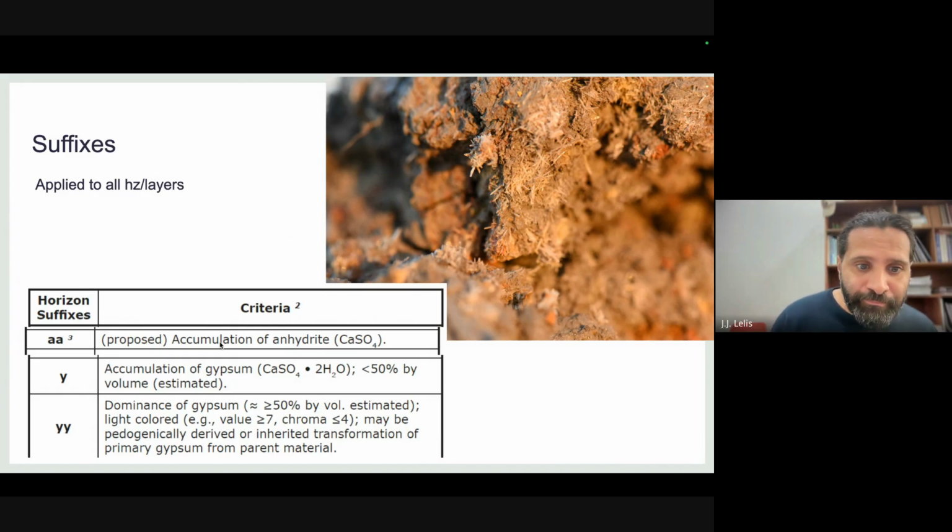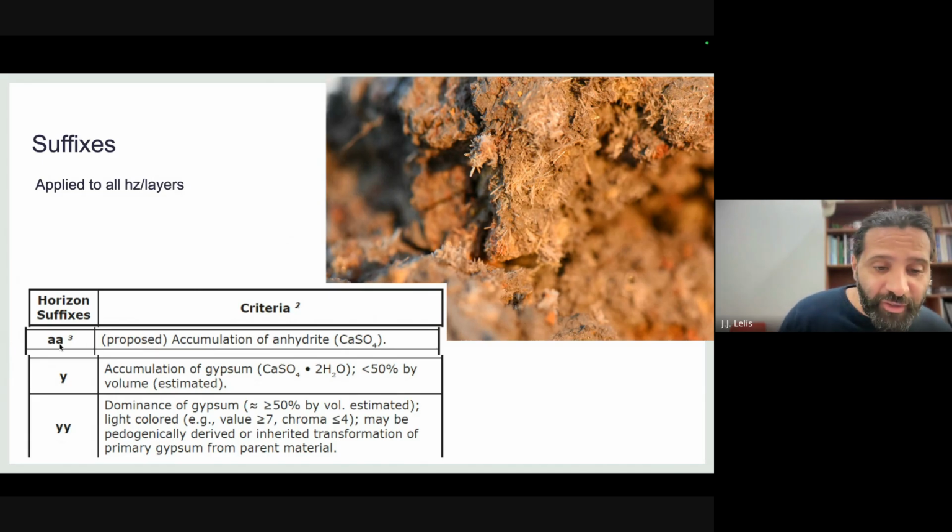So if I can see the anhydrite, only this calcium sulfate without water, I use the letter AA. If I can see the gypsum, that's calcium sulfate plus water, with less than 50% of volume, I use the letter Y. And if I register a huge amount of gypsum, more than 50% of volume, and light colors, and all of this gypsum is related to pedogenic formation, okay? Then I will use the double Y, okay?